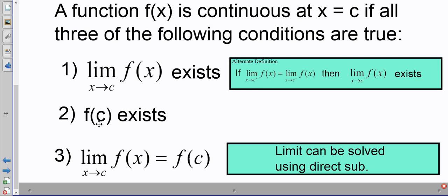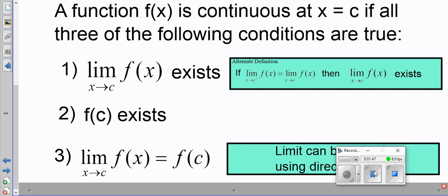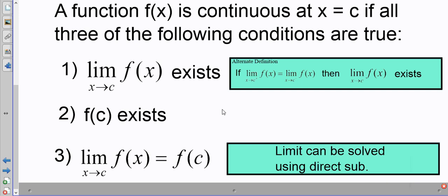We also have to know that f of c exists. So there actually is a value at c. And finally, the limit of f of x as x approaches c has to equal f of c in order for this to be continuous. That's what we talked about. That is when we know things are continuous. If you're solving algebraically, we can use direct substitution, and that is when all things are good.